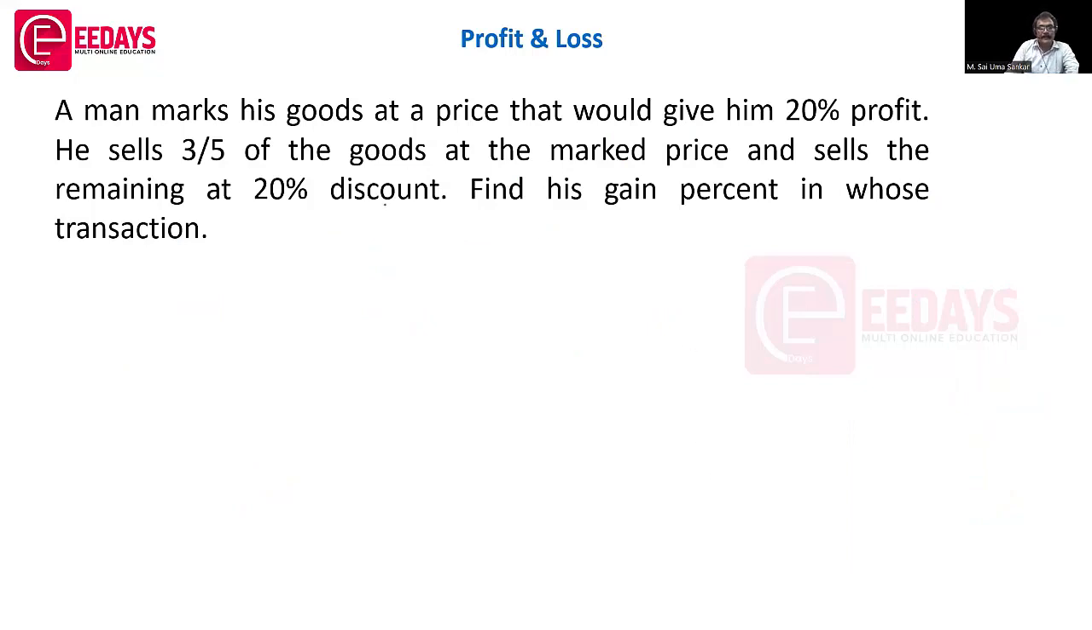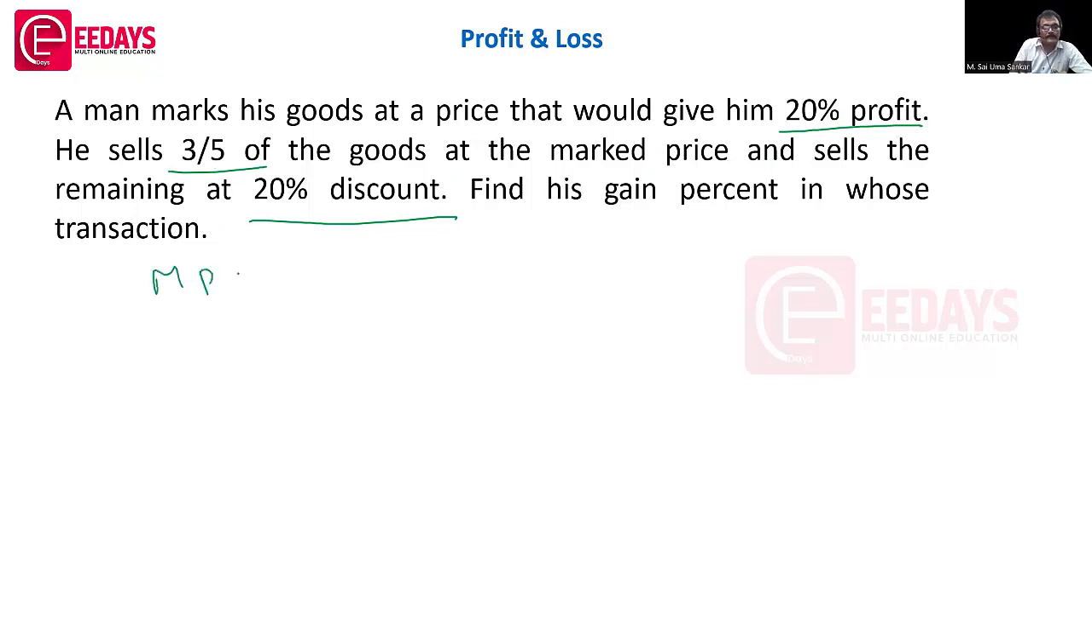Next, a man marks his goods at a price that would give him 20% discount. He sells 3/5 of the goods at the market price and sells the remaining at 20% discount. Find his gain percent. It is a little lengthy. A man marks his goods at a price that would give him 20% discount. He sells 3/5 of the goods at market price.